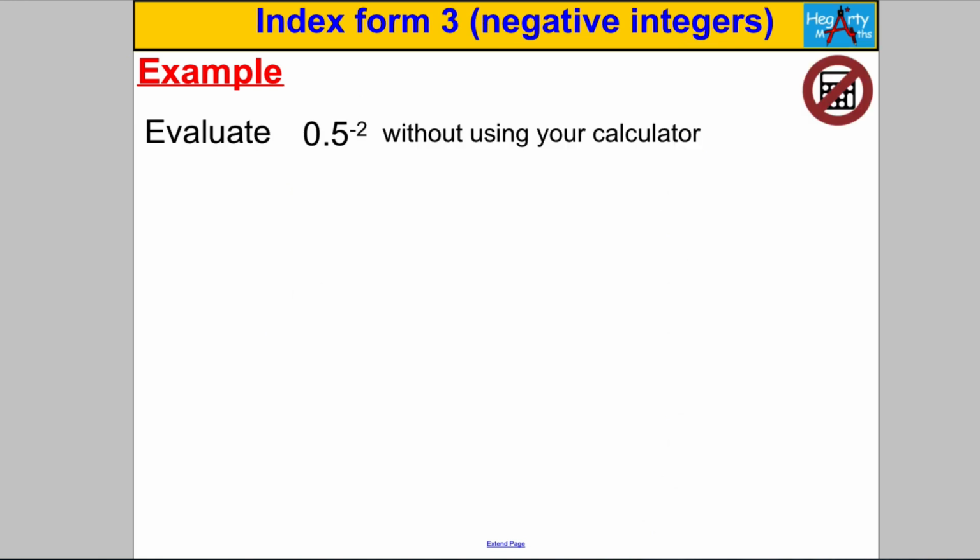Another one. Evaluate 0.5 to the negative 2 without using your calculator. Now for me this is where knowing a decimal and a fraction can be interchanged is really helpful. 0.5 I can write as 1/2 to the negative 2, right? Which is 1 over 1/2 squared, right? I'm sure you'll agree. Now 1/2 squared is 1/2 times 1/2, which is a quarter.